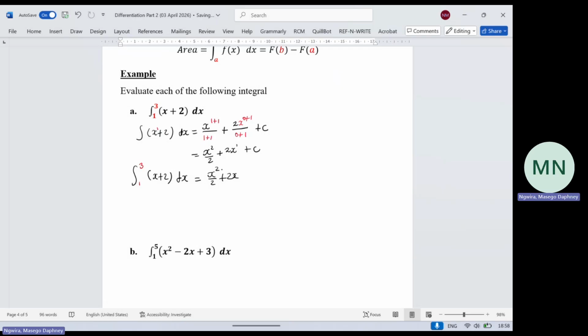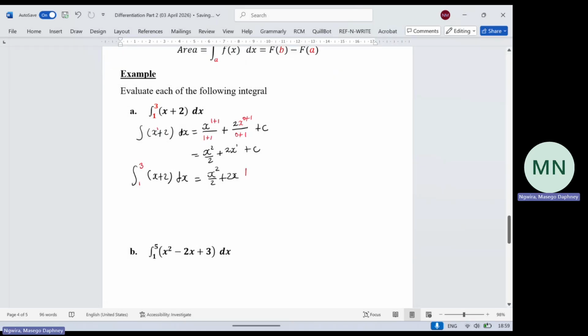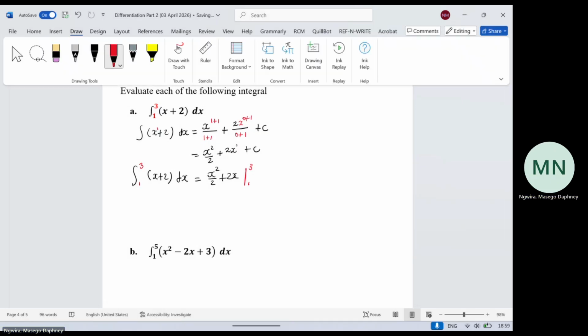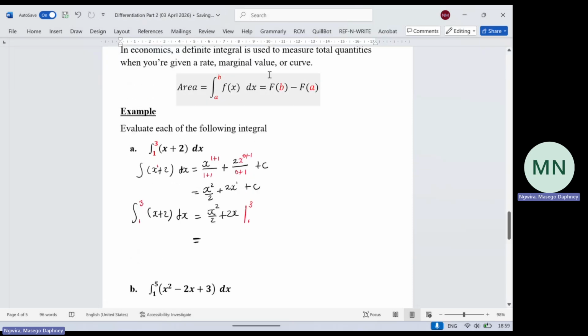So this will be from, you can just write it like this. It's up to you how you write it. So this is from 1 to 3. Then it means that my answer is going to be, remember we said that the integral is supposed to be f at b minus f at a. F at b means that I'm going to substitute.